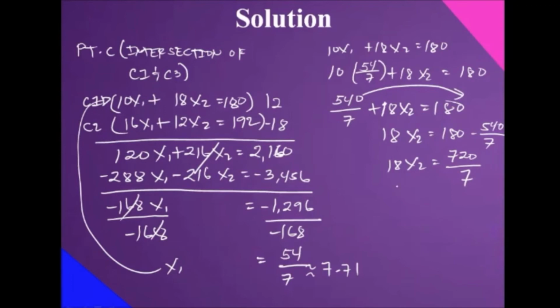Now, para maiwan yung x sub 2, we need to divide the whole equation, both sides sa 18. So, x sub 2 equals, kapag dinivide po natin yan sa 18, this will give us a 5.71 na value. Ibig sabihin, ang ating point C is 7.71 and 5.71.